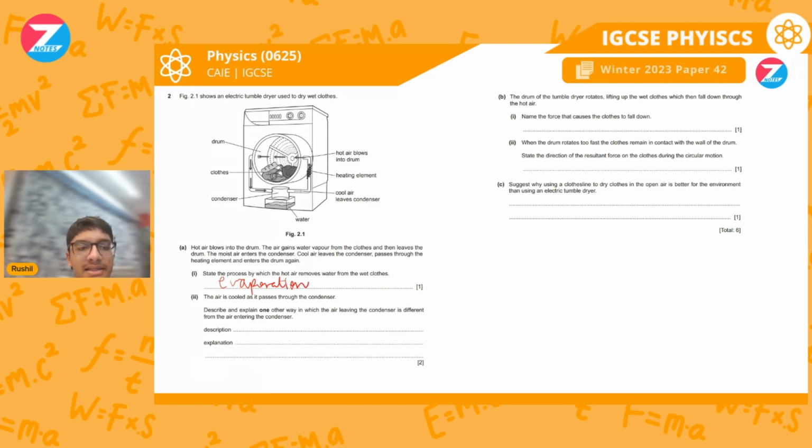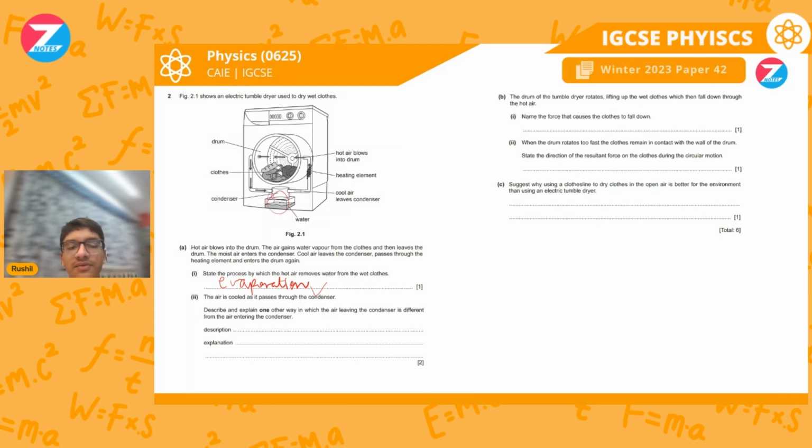Next, it says that the air is cooled as it passes through the condenser. Describe and explain one other way in which the air leaving the condenser is different from the air entering the condenser. So the air entering the condenser is coming from the drum, and it contains all of the water vapor that comes from the evaporation mentioned in the previous step. So it has lots of water vapor as it enters the condenser. The condenser cools this air, so as it's cooling the air, the water vapor also cools and converts into water, as shown here.